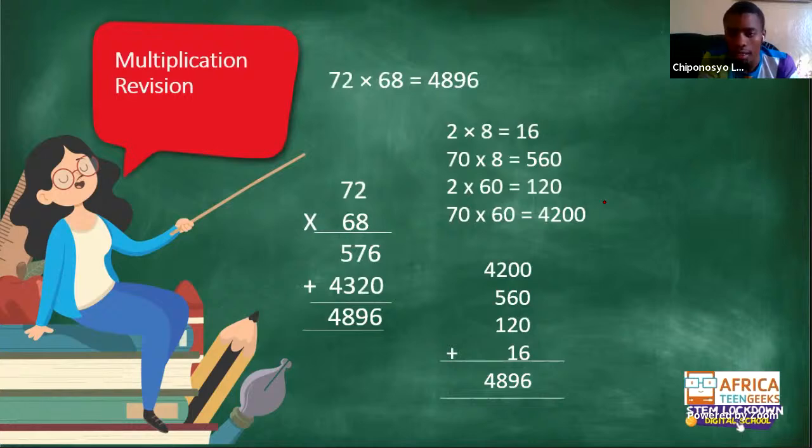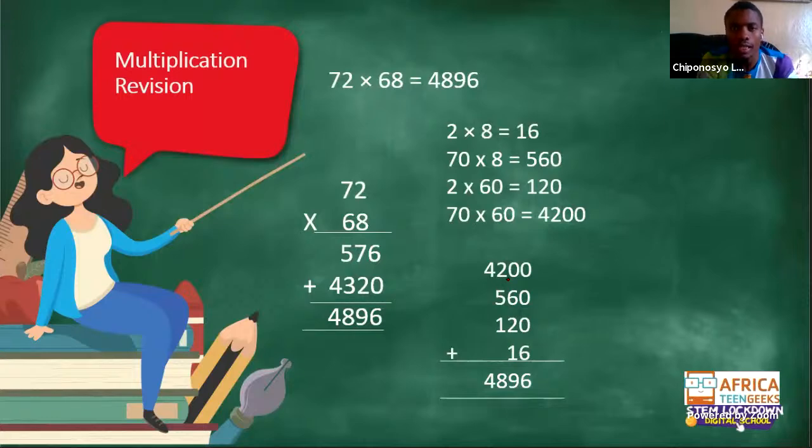Who got it right? Whoever got it right can explain to us how they actually got the answer. You can just notify me in the chat if you got it right, so that you can explain how you got the answer. What method did you use? Because the answer is 4,896. How did you get the answer?